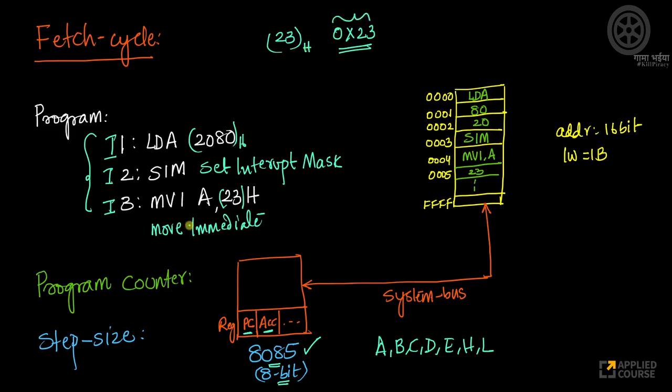So what this means is, store this 23 into register A. Move immediately this value 23 into register A. That's what this instruction says. Very simple. This is basically copying a constant value into a register. That's what it's doing. Interrupt masks we'll understand as we progress through the course, especially when we learn about IO processing.